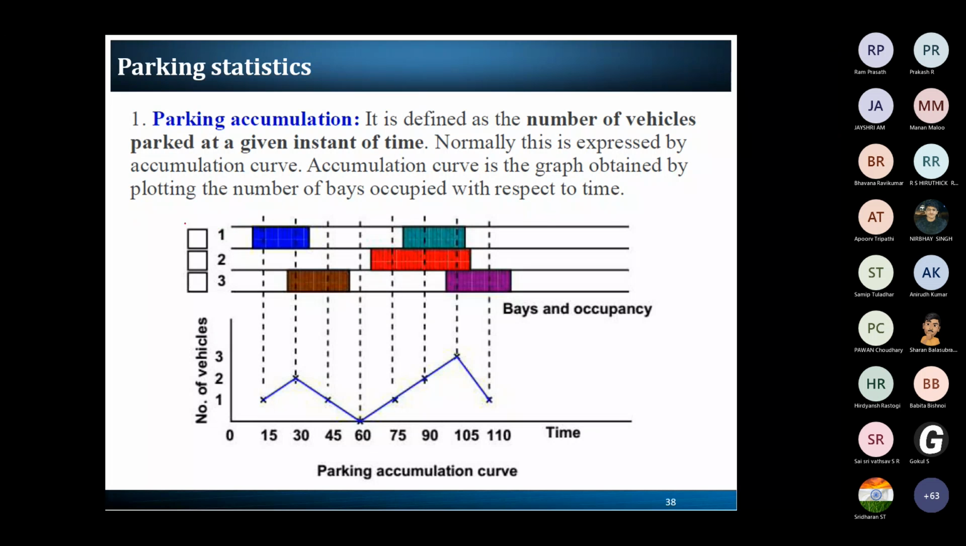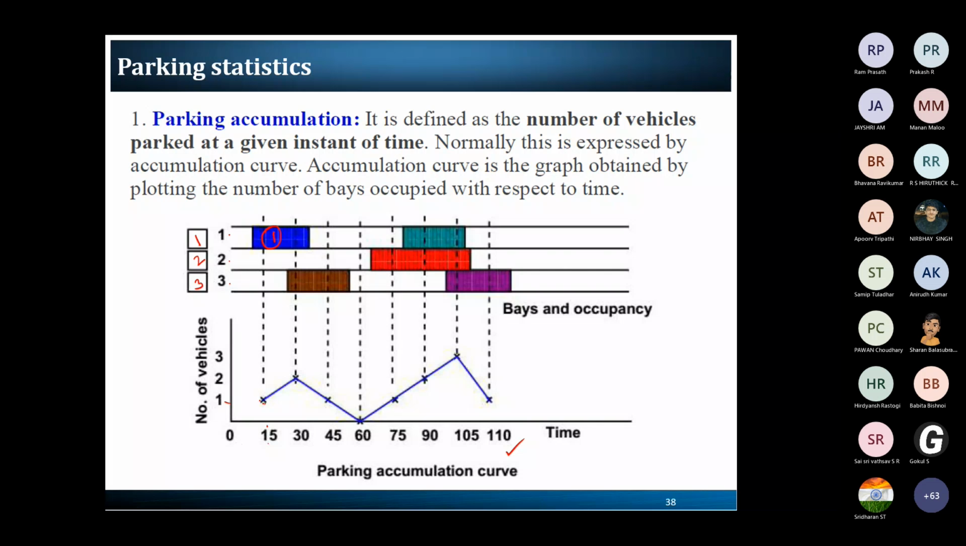For example, assume this is a parking slot having three bays: bay 1, bay 2, bay 3. Assume NIT Tiruchirappalli city, maybe the civil department parking slot, where we have three bays. Our survey hours are divided into 15-minute intervals up to 110 minutes, so almost a 2-hour duration. Every 15 minutes we observe how vehicles occupy the parking bays. In the first 15 minutes you observe only one vehicle in bay 1.